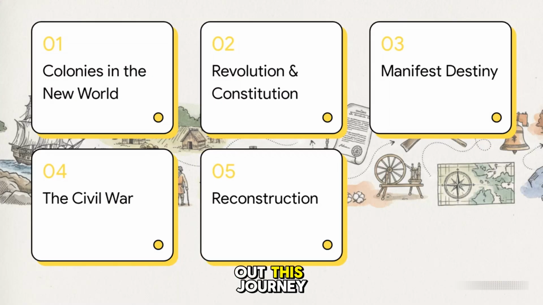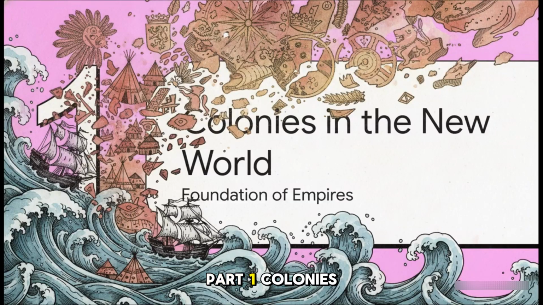We'll be mapping out this journey across 5 distinct eras: colonies in the New World, the Revolution and the Constitution, manifest destiny and expansion, the Civil War, and finally, Reconstruction and its end. Part 1. Colonies in the New World. First contacts and the foundation of empires.